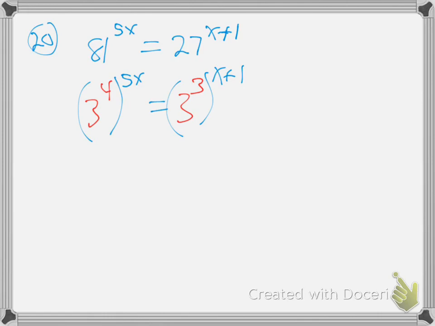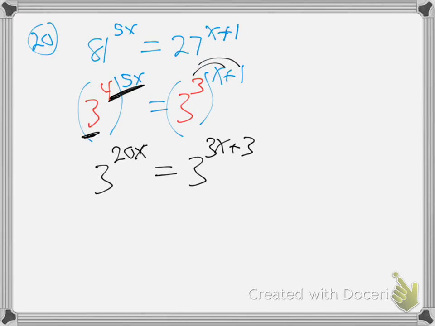Now we've got to remember the power rules. So what do these powers do? When you have one base, 2 powers on the same base, they multiply, don't they? So that'll be 3 to the 20x. And these powers multiply. 3x plus 3. We good? So that's step 1.